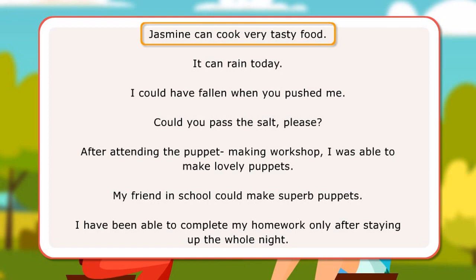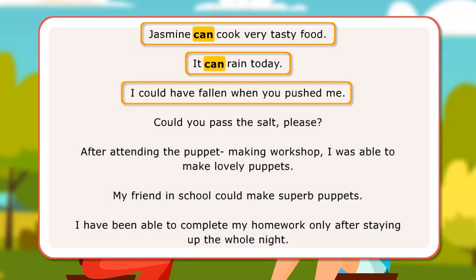In the first sentence, can has been used for ability. In the next sentence, can has been used for possibility. In the third sentence, could has been used for past possibility.